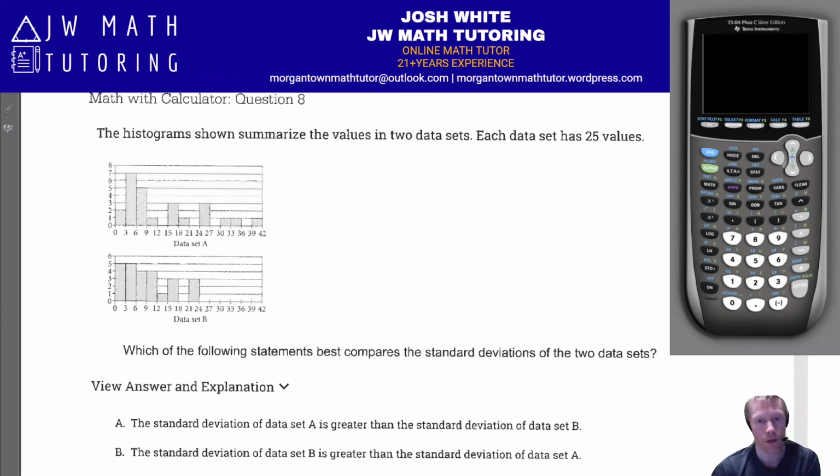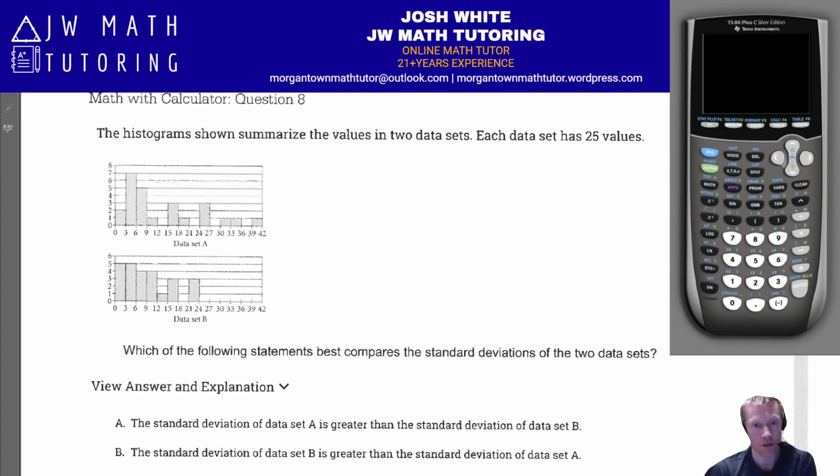So when we look at these data sets, standard deviation is the amount by which the values are spread out relative to the mean or to the average of them. So a high standard deviation means the numbers are very spread out from the mean or the average. A low standard deviation means they are not spread out, meaning they're very close to the mean or the average.